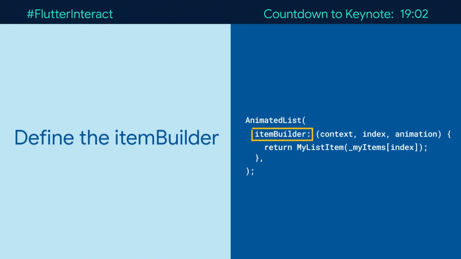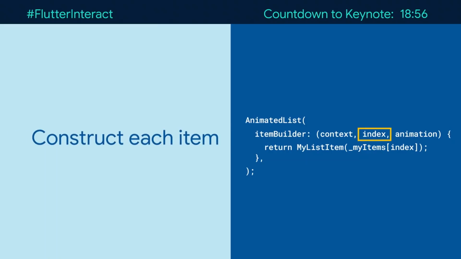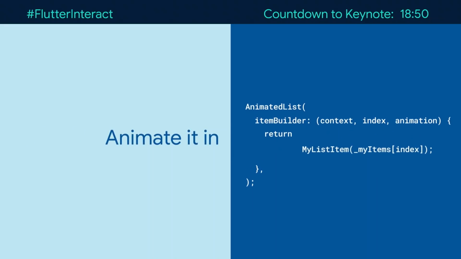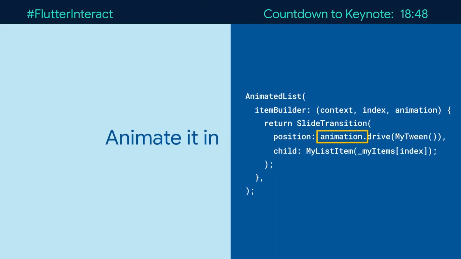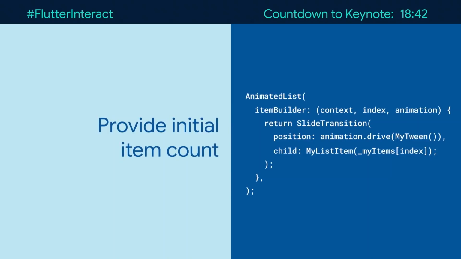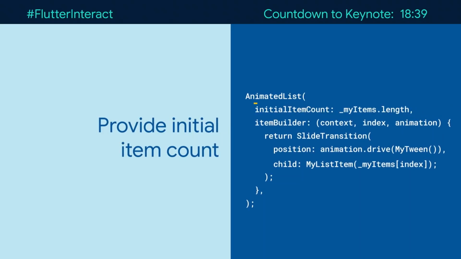Start by providing an item builder. This is a function that will be called for every index of the list, so you can construct each item. You also get an animation which automatically starts when the item is added and which you can use to animate the item in. Your animation can be anything. Unless your list starts empty, you will also want to provide the initial item count.